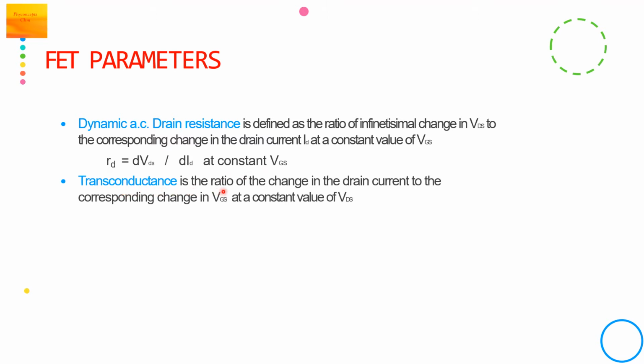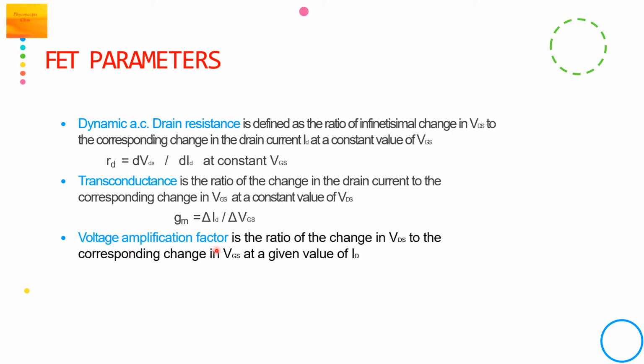Transconductance. It is the ratio of the change in the drain current to the corresponding change in VGS at a constant value of VDS. We denote transconductance as GM and it is given as delta ID upon delta VGS.